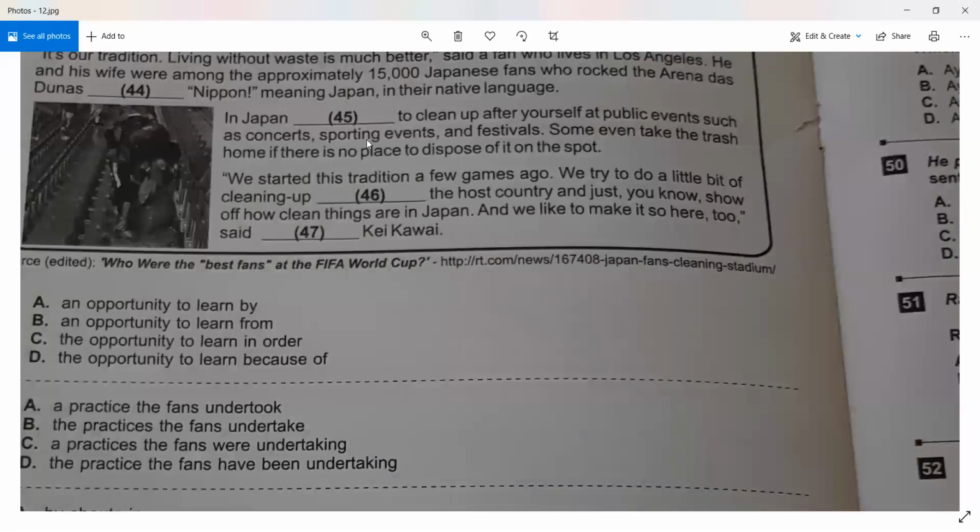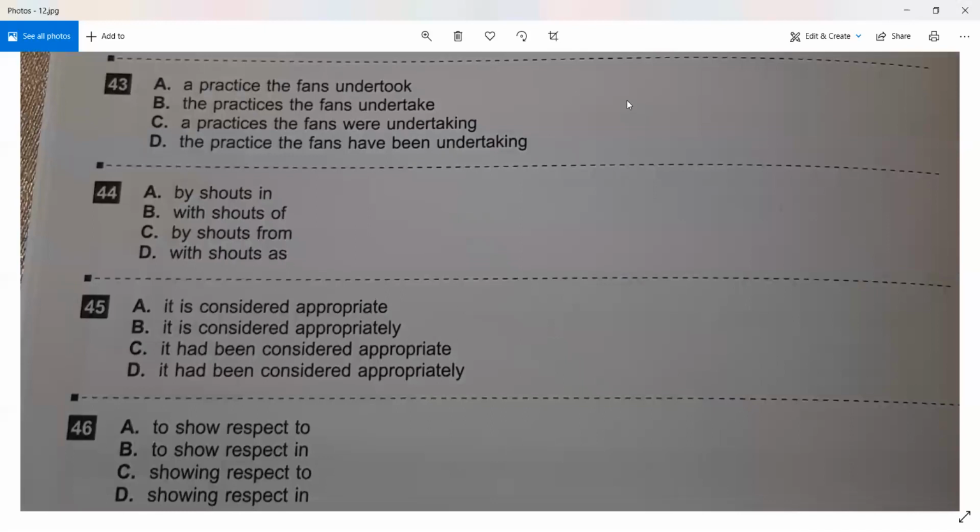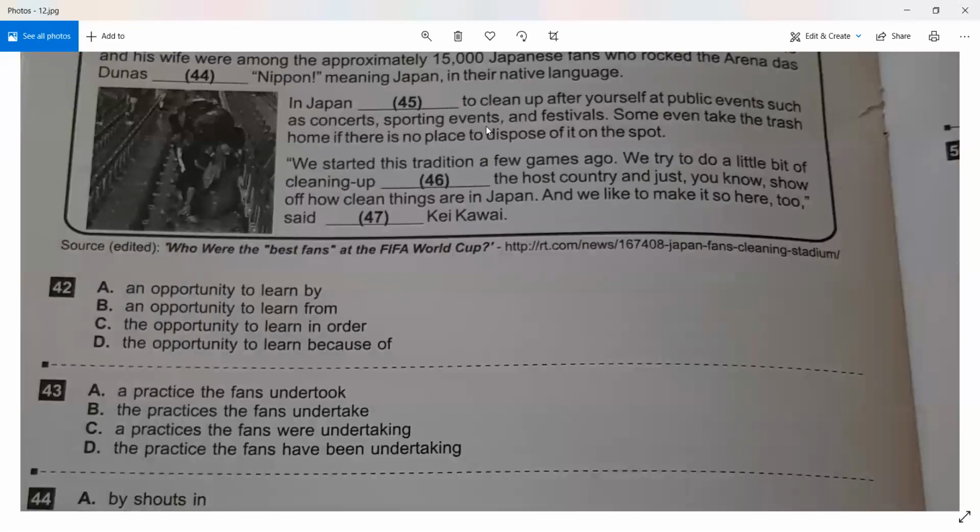Look at the context. Study the tense that is given in the remaining part of the passage or the paragraph, identify the tense and look at the last part, whether appropriate will fit in or appropriately will fit in. Let us proceed.